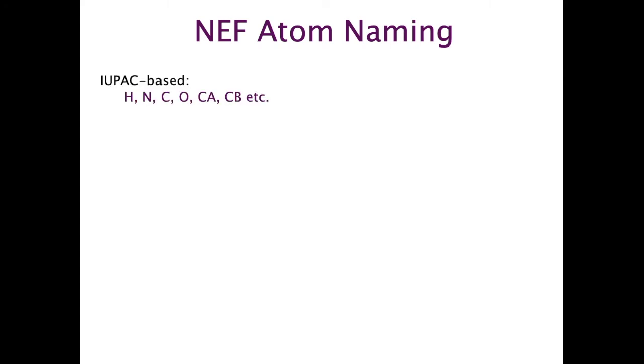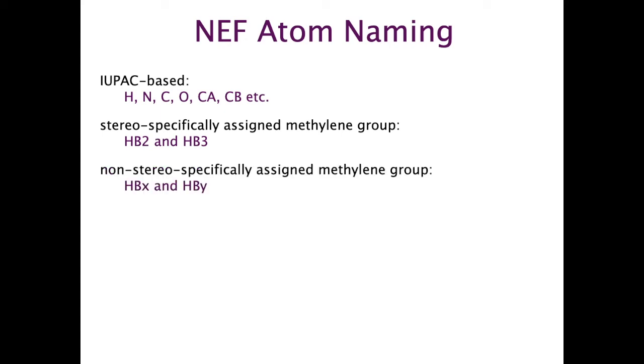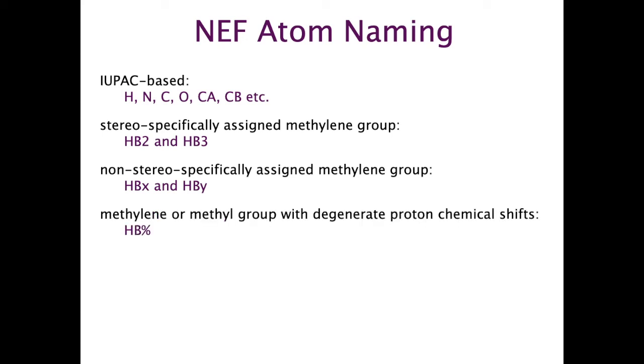Essentially this follows IUPAC, but there are a few bits that are NMR specific that IUPAC does not specify. When you've got stereo-specific assignments, we just follow IUPAC. However, if you've got non-stereo-specific assignments, we use X and Y to differentiate between the two atoms. If you have degenerate chemical shifts, we use the % sign to signify that. And I hope it goes without saying that CX atoms are bonded to HX atoms, and CY atoms are bonded to HY atoms.